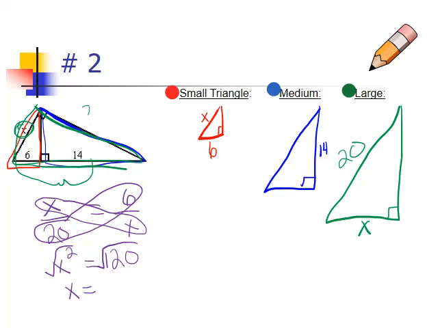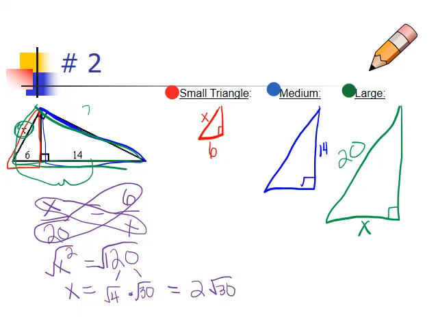And the highest perfect square that goes into 120 is 4. 120 divided by 4 is 30, so that breaks into the square root of 4 times the square root of 30. And so x, if we simplify this now, the square root of 4 times the square root of 30, comes down to 2 times the square root of 30.